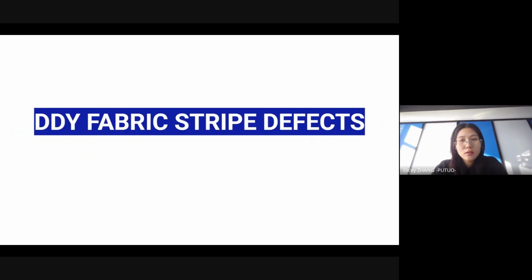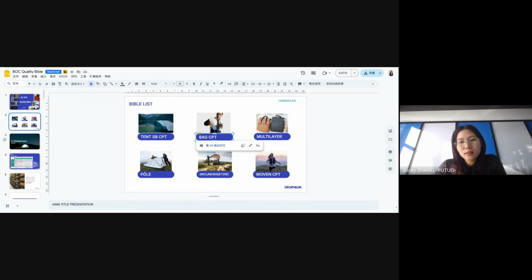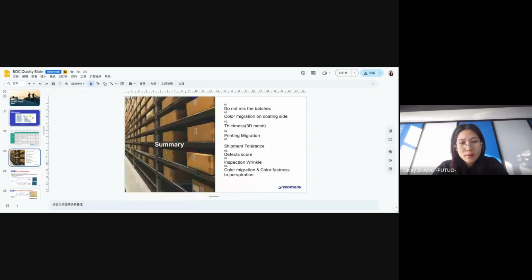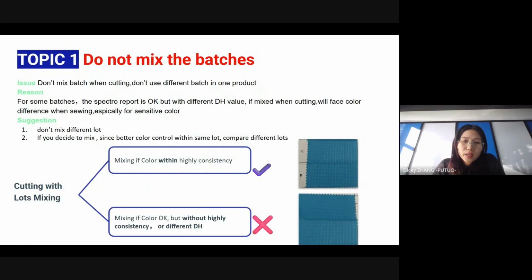So I think we can go back to the domain to show you the second case. Same structure: inspection standard and summarized cases. This issue is: don't mix the batch. I think I already finished with the supplier facing these issues and explained the reason here. For some batches, the spectral report is okay, but with different DH values. If mixed when cutting, it will cause a color difference issue when sewing, especially for sensitive colors. So our comment is don't mix different lots.